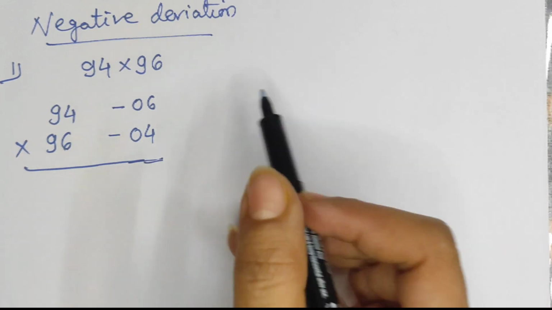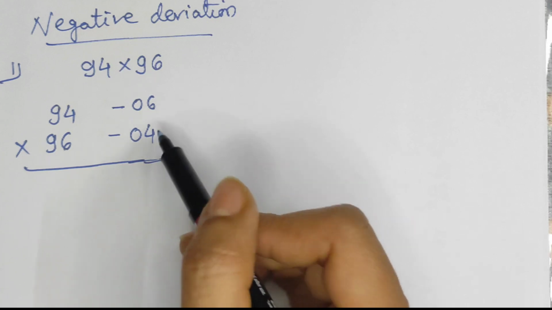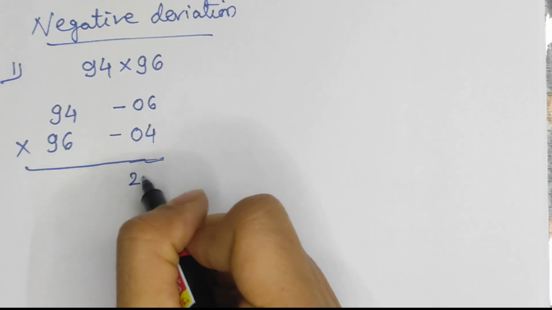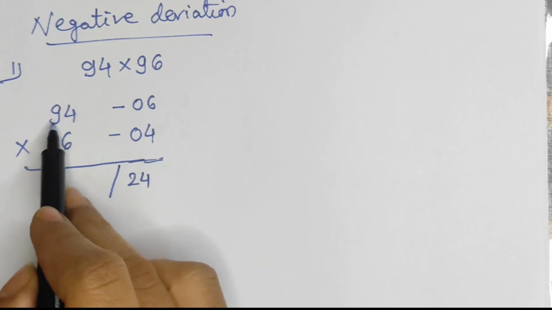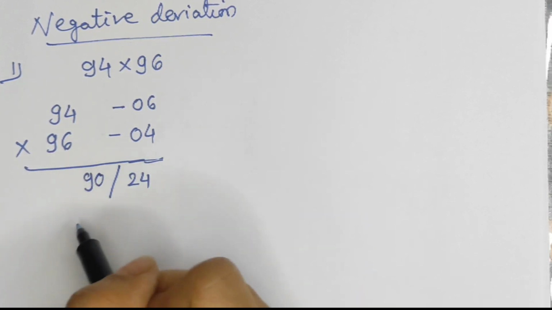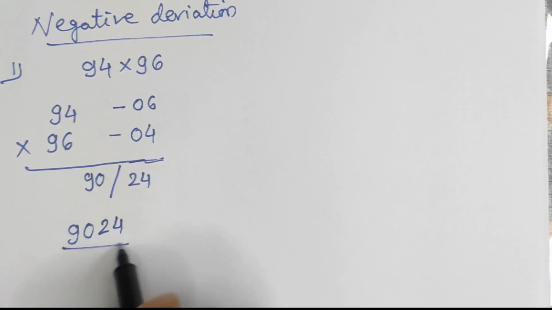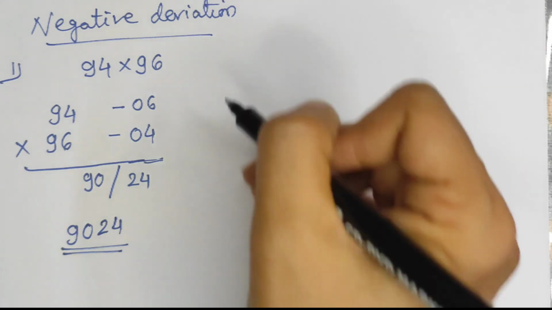Same process, we multiply the deviations: 6 times 4 is 24, and 94 minus 4 gives 90. So we get easily the answer 9,024.